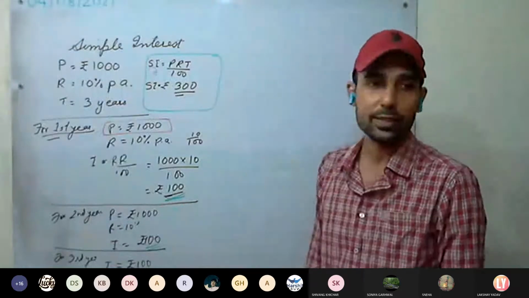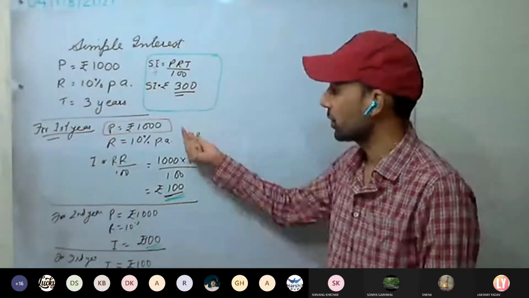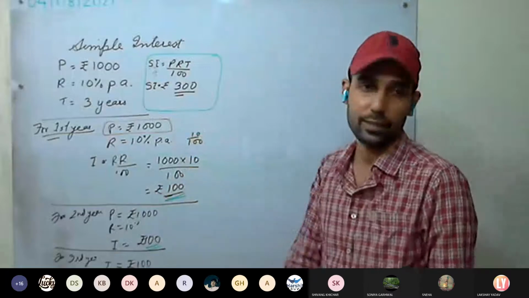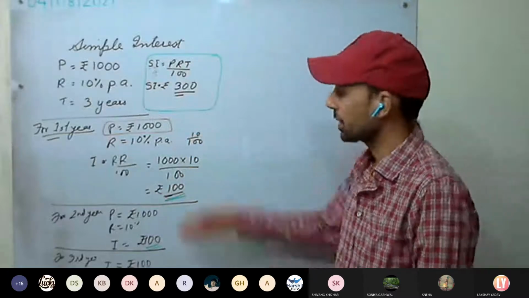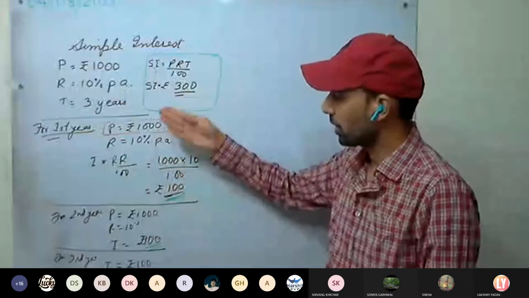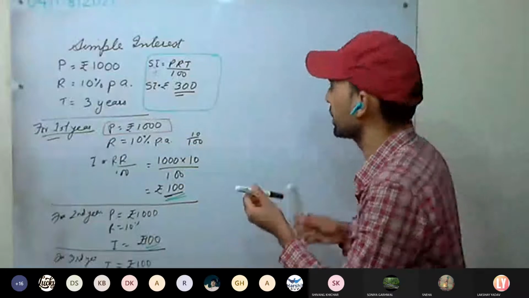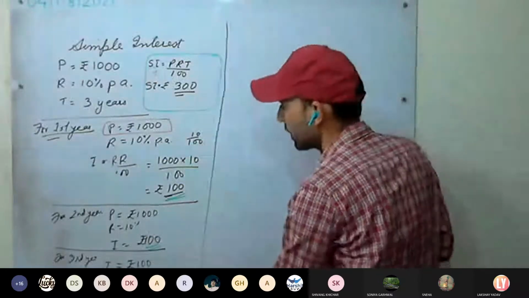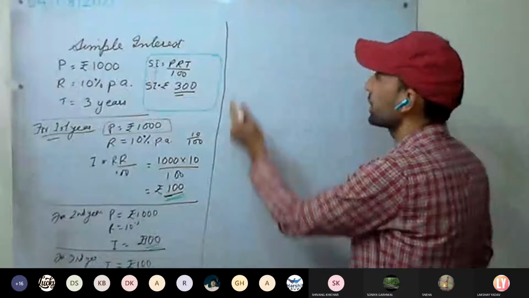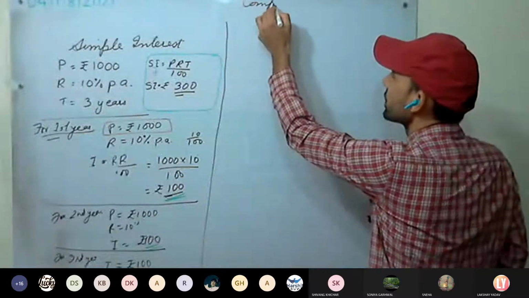But in compound interest, what happens? We are going to charge interest on interest as well. It means the principal for each next year is going to change. So how is it going to change? Let's see. This was all the story of simple interest. Now compound interest.